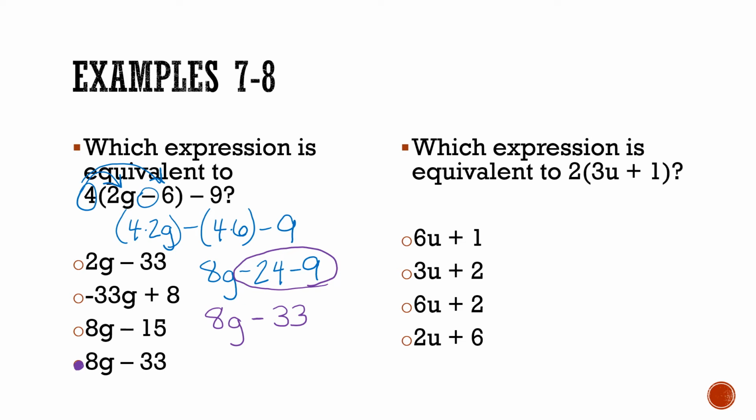In number 8, we're going to distribute the 2. So 2 times 3u plus 2 times 1. 2 times 3u is 6u. And 2 times 1 is 2. So we get 6u plus 2, which is answer choice C. Remember, that could be written as 2 plus 6u.